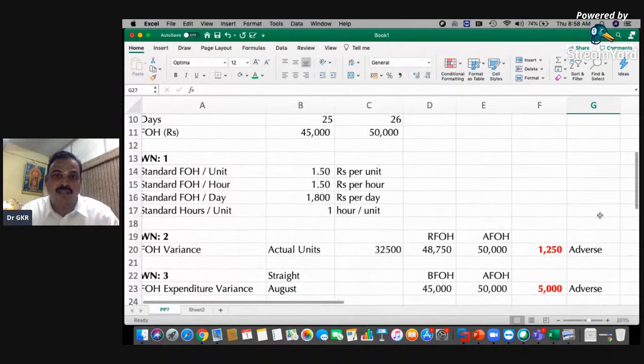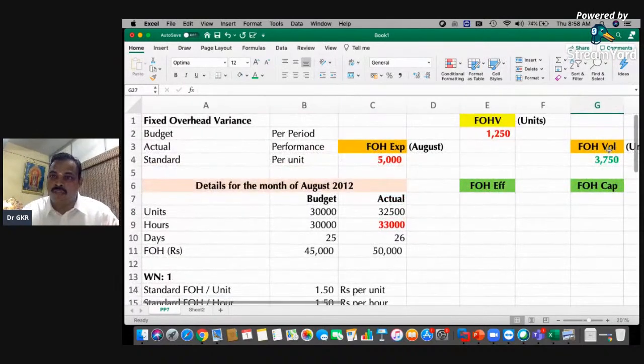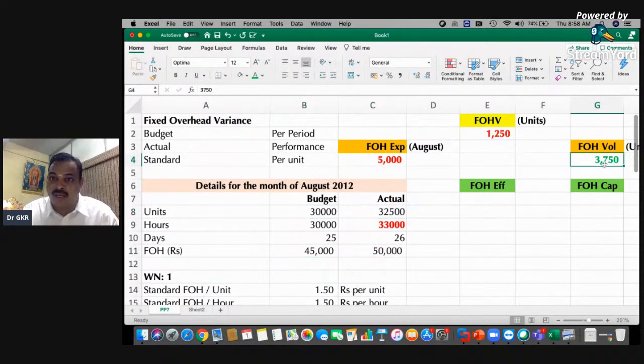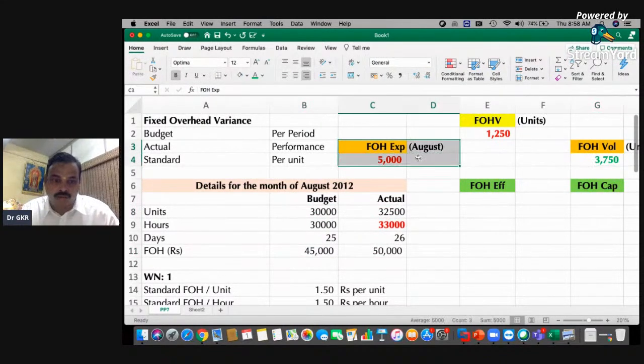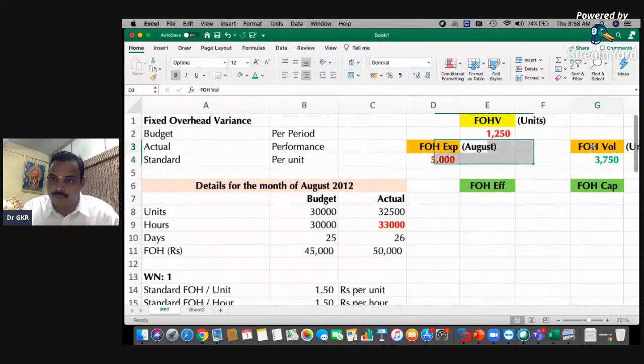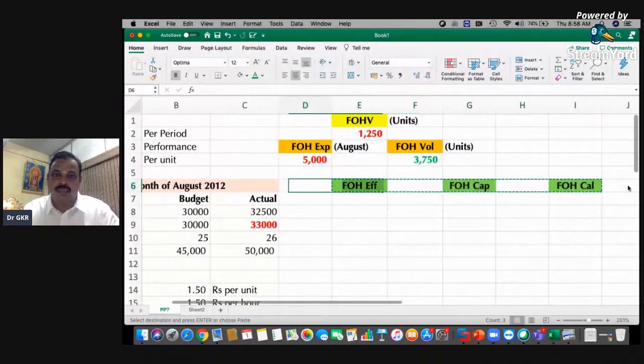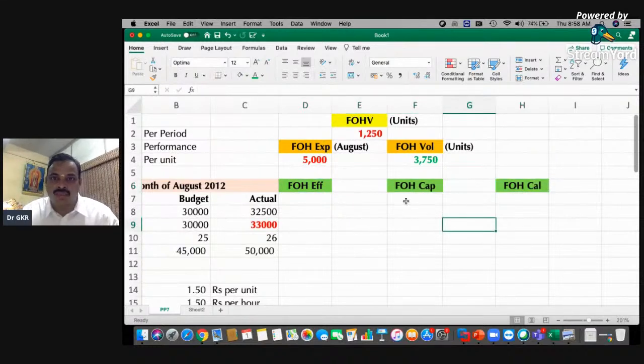So directly, your volume variance is the difference between units. Expenditure variance is the difference between the amounts you spend, between budget and actual. Now this volume variance of 3,750, I am going to find the difference with respect to the others. So I will bring this close here, and this also I will bring close. So now we have these 3 guys. Let us find what this 3 is.